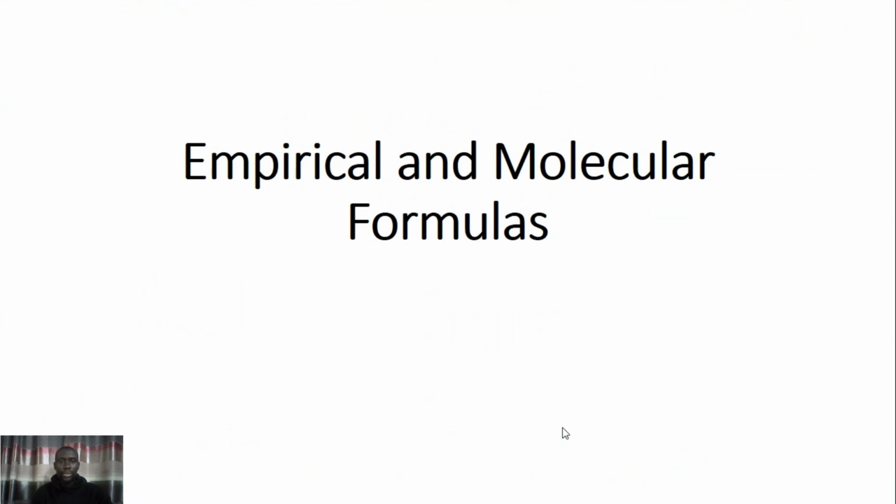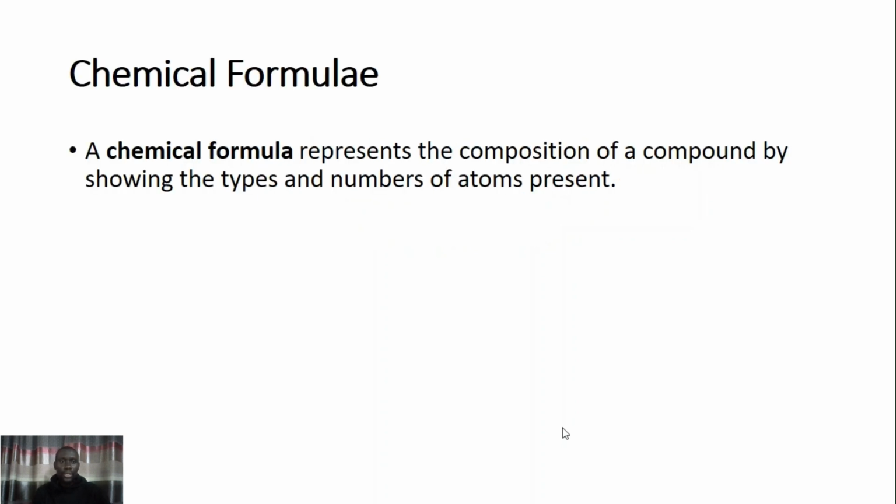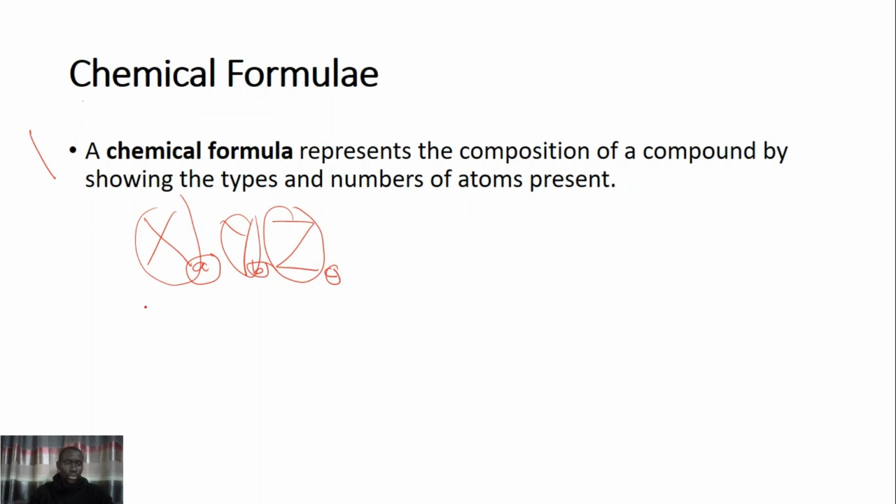In this video, I'll be talking about empirical and molecular formulas. Usually, compounds are represented by a chemical formula in the form of XaYbZc, where X, Y, and Z stand for the symbols of the elements that make up the compound, and the subscripts a, b, c stand for the mole ratio in which they are combined.